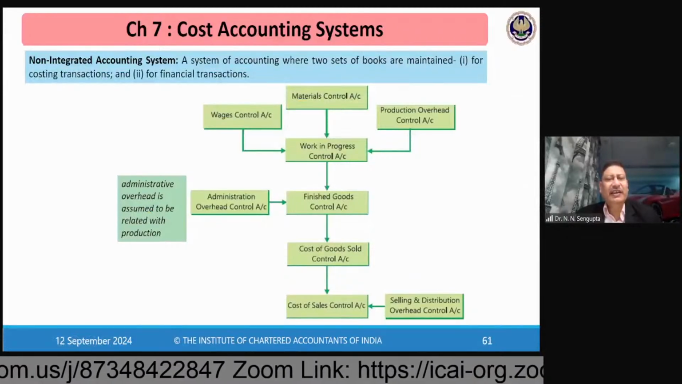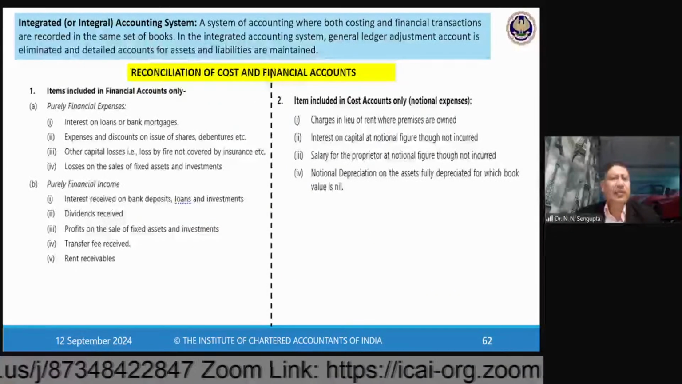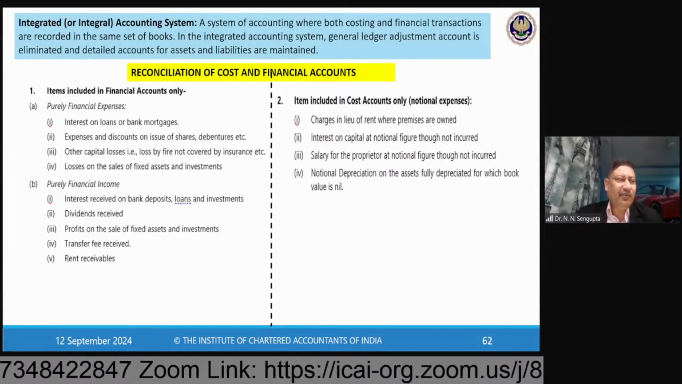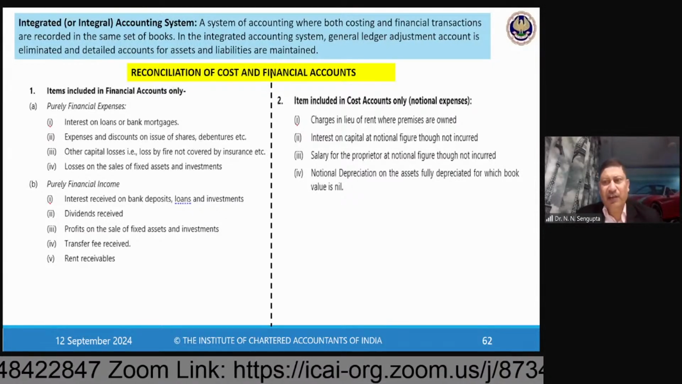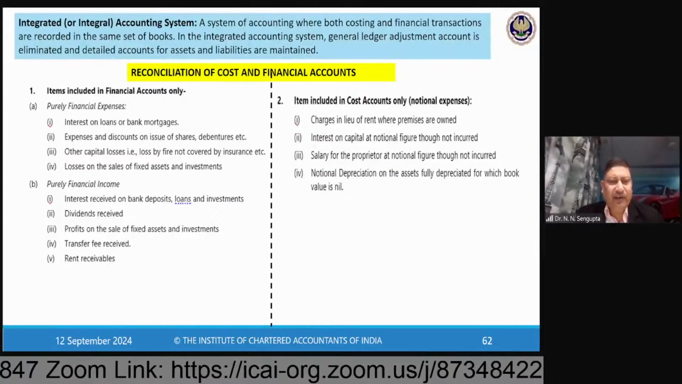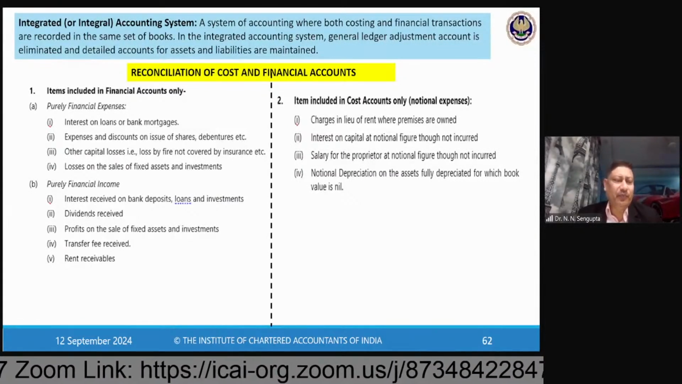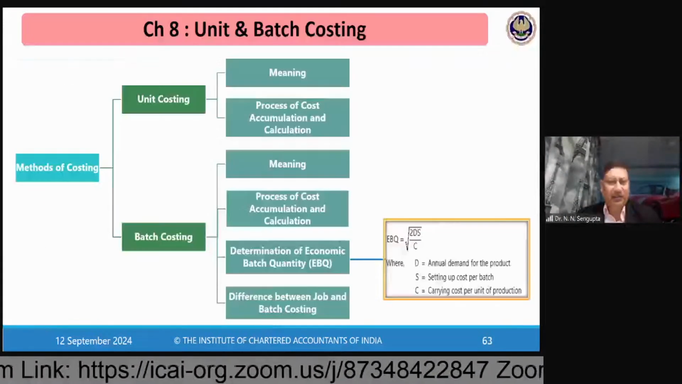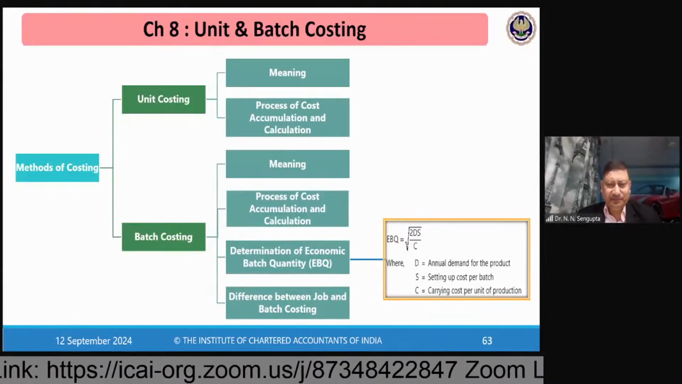Then non-integrated, integrated, basically you have to concentrate on the reconciliation. Profit can be calculated as per cost accounting, and profit can be calculated as per financial accounting. How you can arrive at profit from one area to another area, that is one of the very important things which you need to consider.